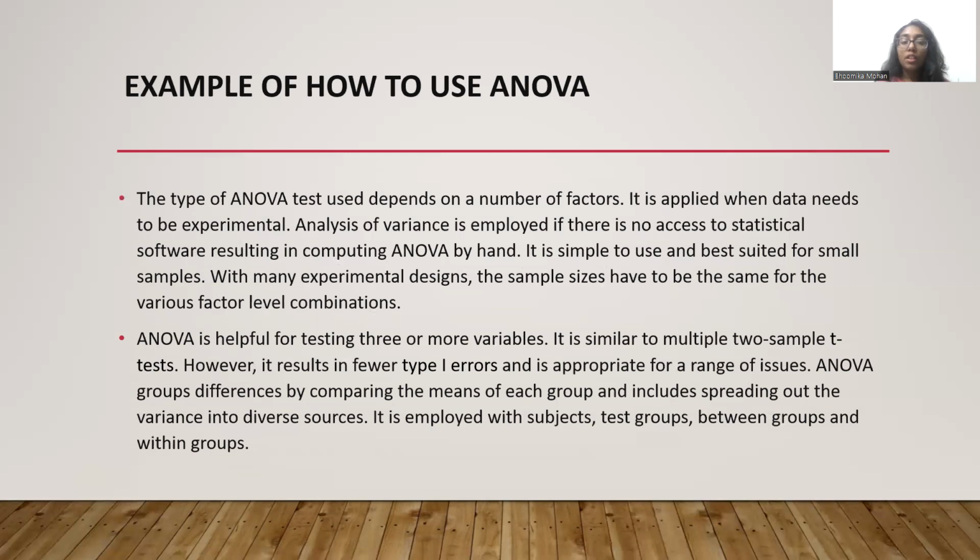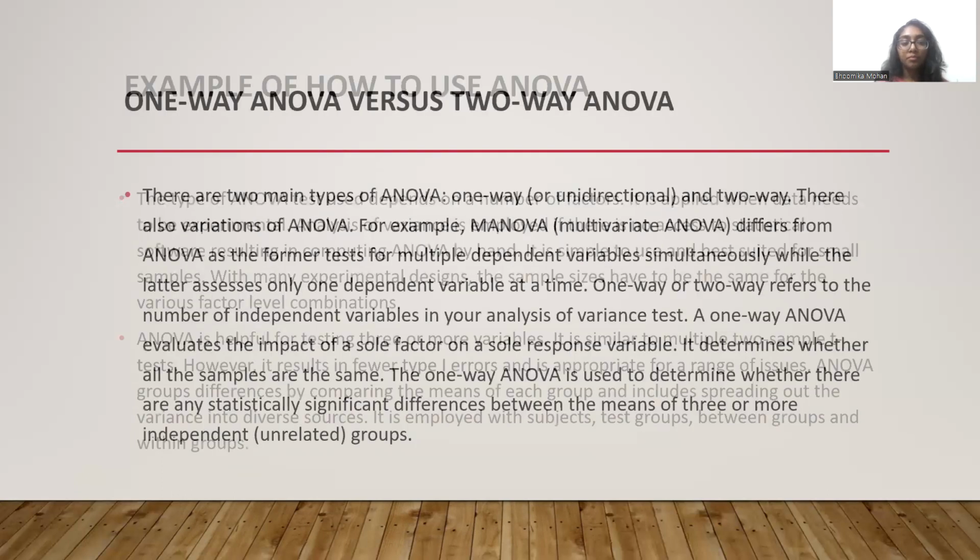ANOVA is helpful for testing three or more variables. It is similar to multiple two-sample t-tests. However, it results in fewer type 1 errors and is appropriate for a range of issues. ANOVA finds group differences by comparing the means of each group and includes spreading out the variance into diverse sources. It is employed with subjects, test groups, between groups, and within groups.